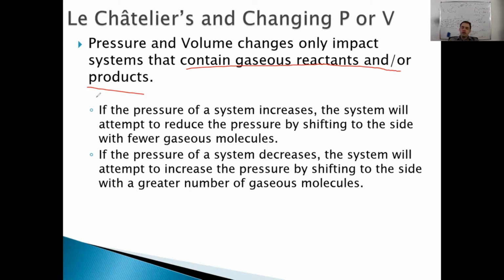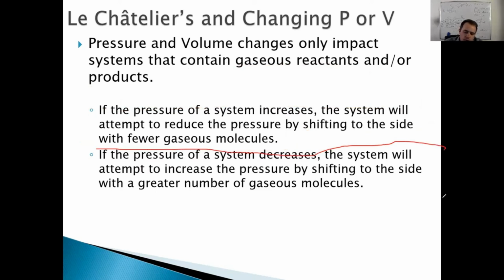So if I increase the pressure of a system, the system is going to try and bring the pressure back down. How would you bring a pressure down? Well, it would go to the side with fewer gaseous particles. That's what this statement right here is trying to say. If I take a reaction that has gases in it and increase the pressure, then it's going to shift to the side with fewer gaseous particles to try and reestablish equilibrium. I'll talk about how we figure that out here in just a second.